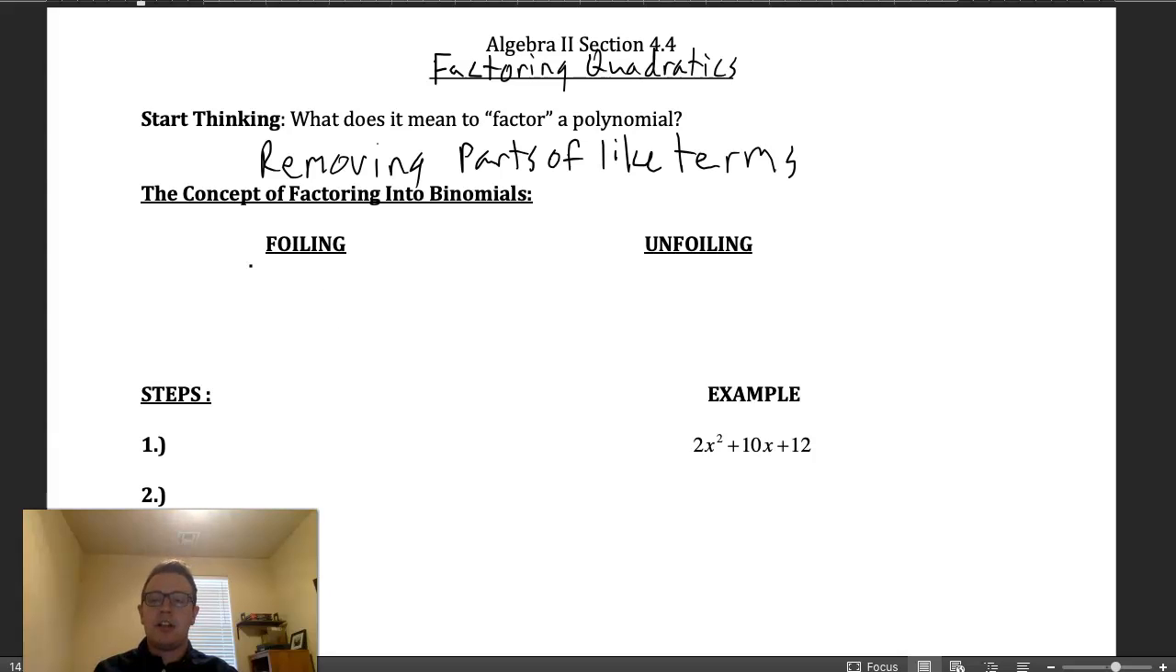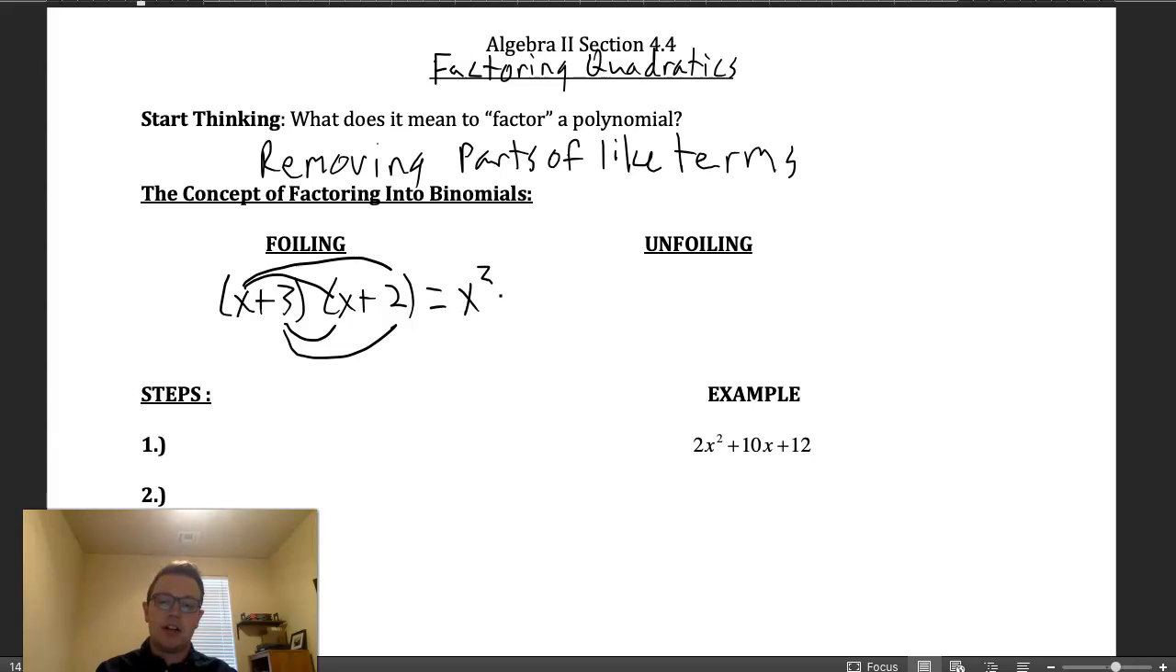And I want you to remember that for binomials, foiling and unfoiling, or factoring, are two sides of the same coin. So for example, if we had something like x plus 3 times x plus 2, what would we do? We'd FOIL. We'd do our first two together, our outer two, our inner two terms, and our last two terms. We'd multiply all of these together to find what our equation would be. In this case, this would be x squared plus 5x plus 6.